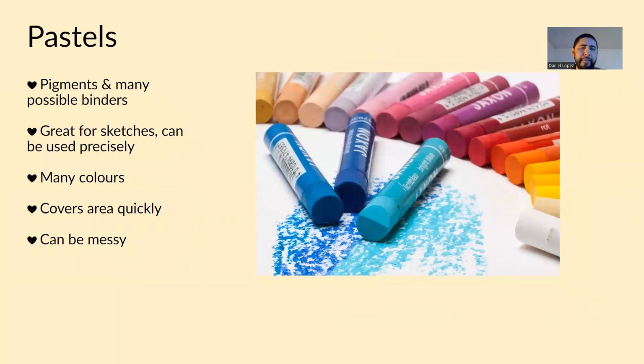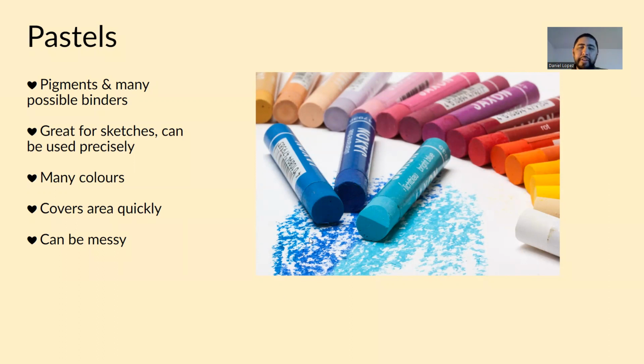Pastels. I'm sure everyone here used pastels in elementary school. They're made of pigments and binders, binders being the substance that holds the pigments together. So these are like slippery crayons, I guess, which is kind of funny because Conte crayons are more precise. These are a little bit looser.